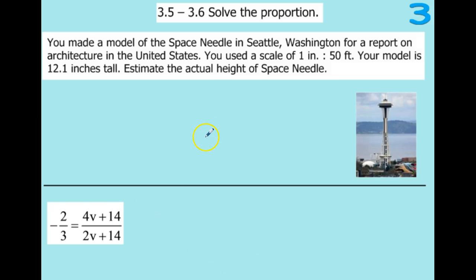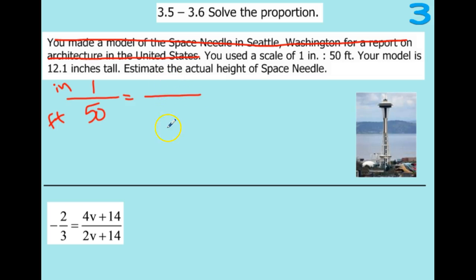After that, we learned solving proportions and setting up proportions. It says you made a model of the Space Needle in Seattle, Washington for a report on architecture in the United States. Cool, but we don't really need that information. You used a scale of 1 inch to 50 feet. Anytime you have a scale, that's a fraction. 1 to 50. We have inches on top and feet on bottom. This is the model. This is real life. Your model is 12.1 inches tall.